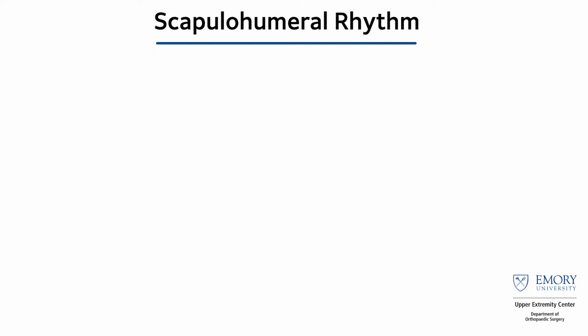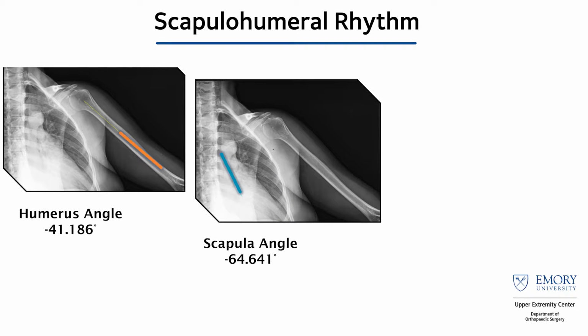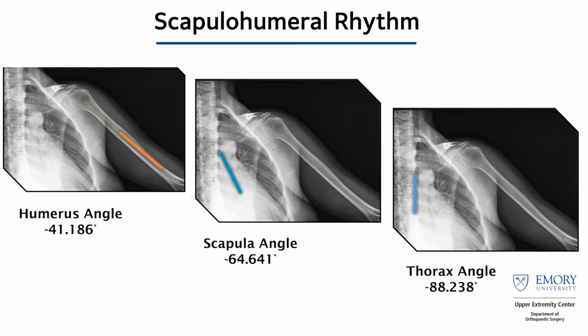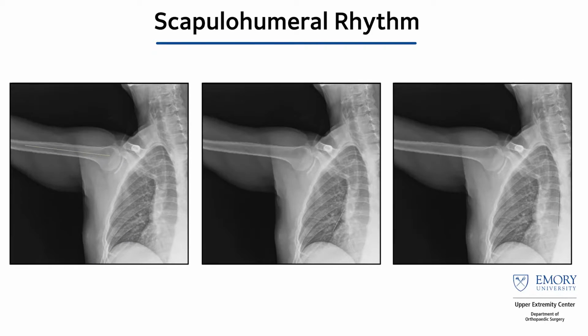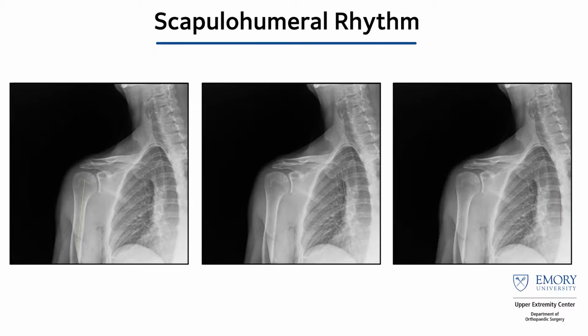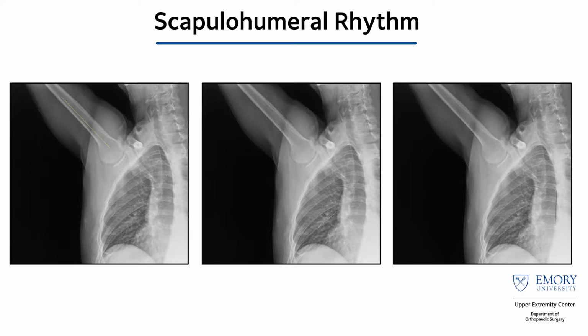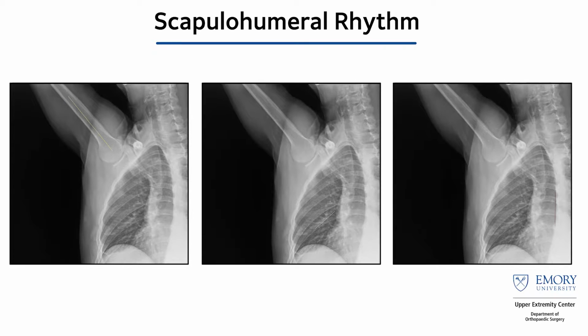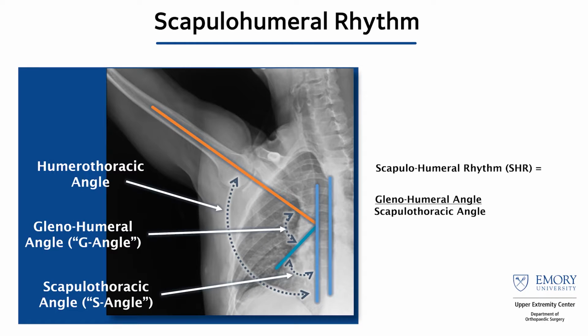Using certain angles like the humeral angle, measuring between the humerus and a longitudinal line, the scapular angle and the thorax angle, we were able to start to quantify this idea of scapulohumeral rhythm. You can see in these images the glenohumeral joint, but you can also see the scapulothoracic joint and how it's moving. You can see through the arc of motion how the contribution of the glenohumeral and the scapulothoracic joint changes. We quantified scapulohumeral rhythm based off of Codman's initial equation.